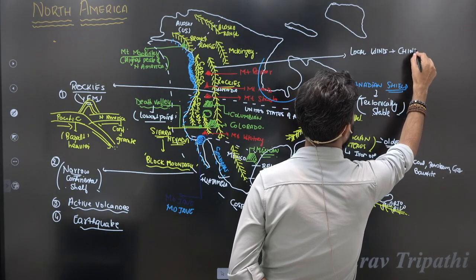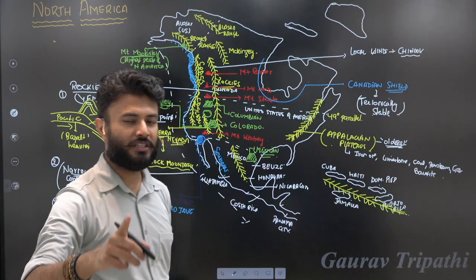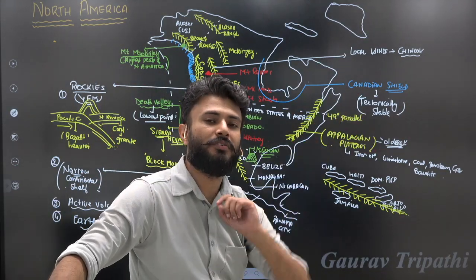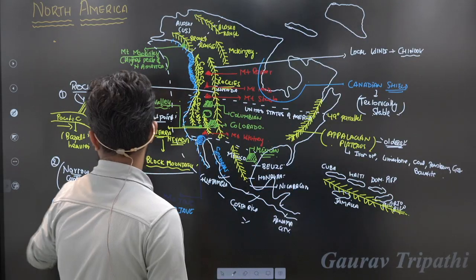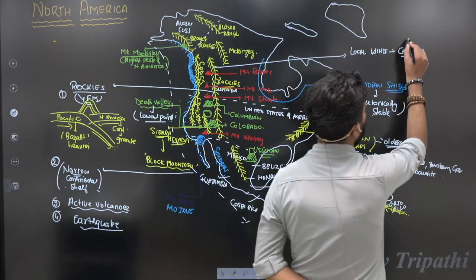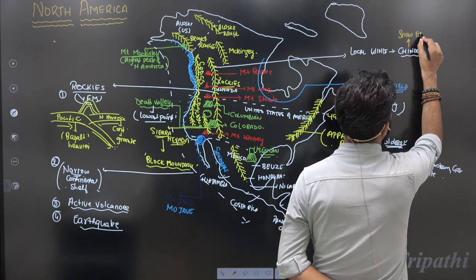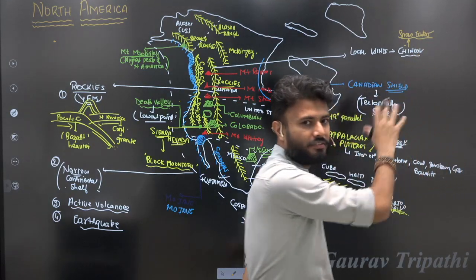Now, why is this Chinook important? From the prelims examination perspective also, Chinook is very important, and it is also important as an example for mains answers. Chinook is a local wind. These local winds are also known as snow eaters. Why do we call them snow eaters? Let us understand this concept.